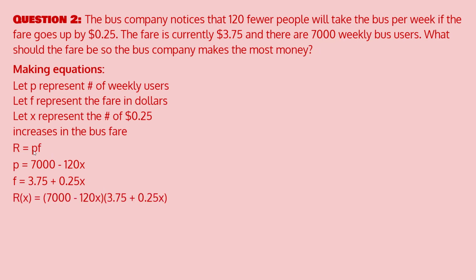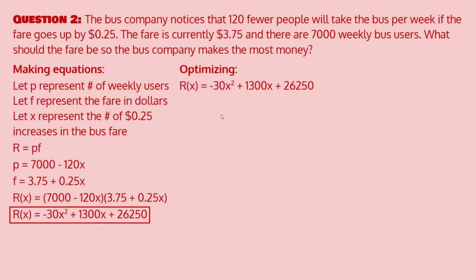So now we can sub those in where we have P times F. We can sub in both of these equations times each other. And now we have the revenue just in terms of one variable, x. And then as in the last example, I've just expanded this so it's easier when we find the derivative. So this is the equation that we're using here.